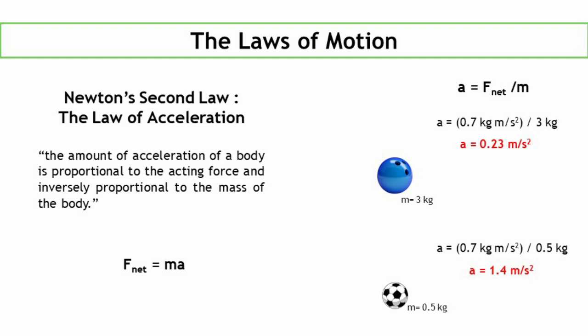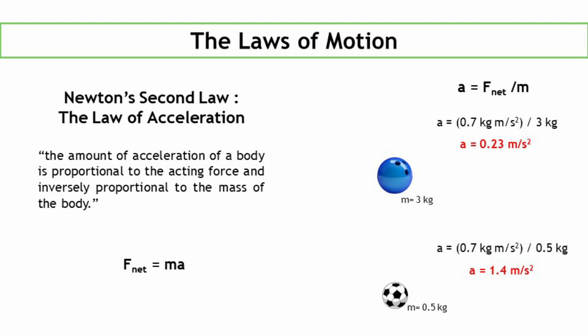So, for the acceleration of the bowling ball, we have A equal to 0.7 kilogram meter per second squared, the acting force, divided by 3 kilograms, which is the mass of the bowling ball. With that, we will get the acceleration of the bowling ball, which is equal to 0.23 meter per second squared.